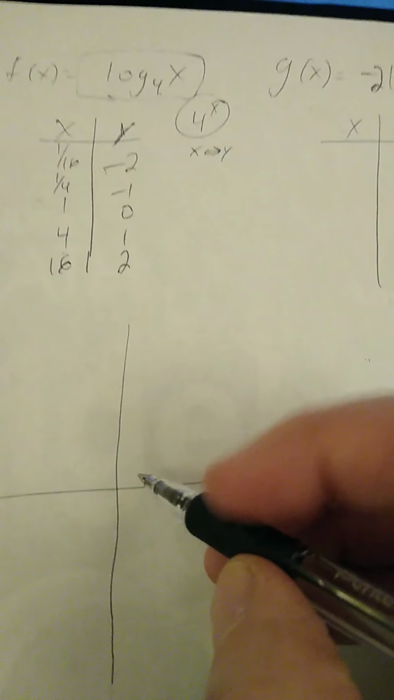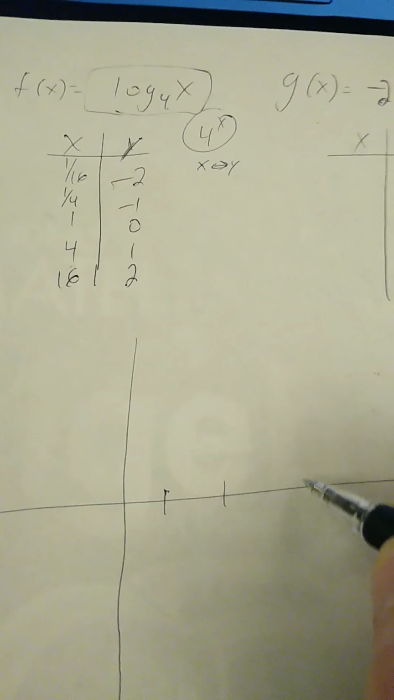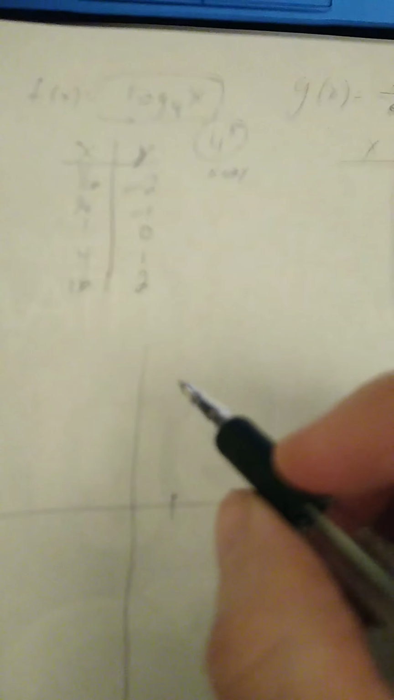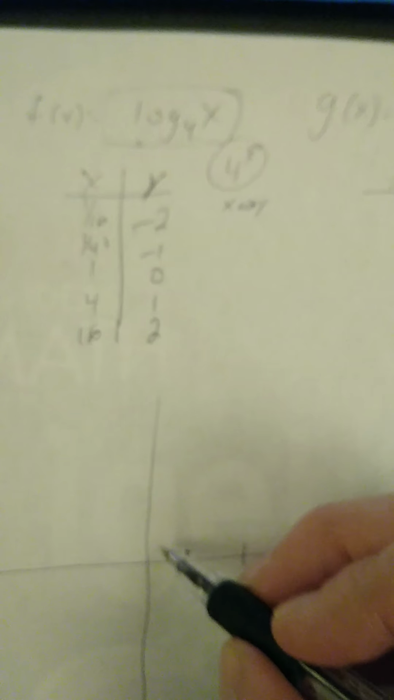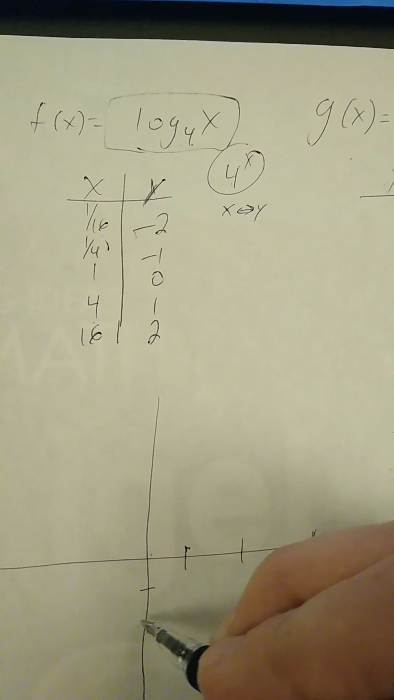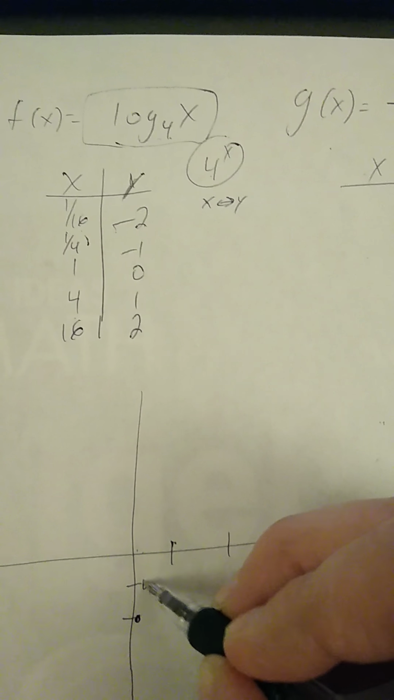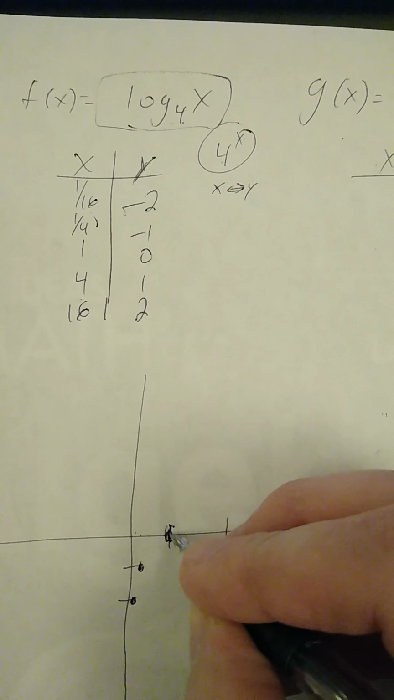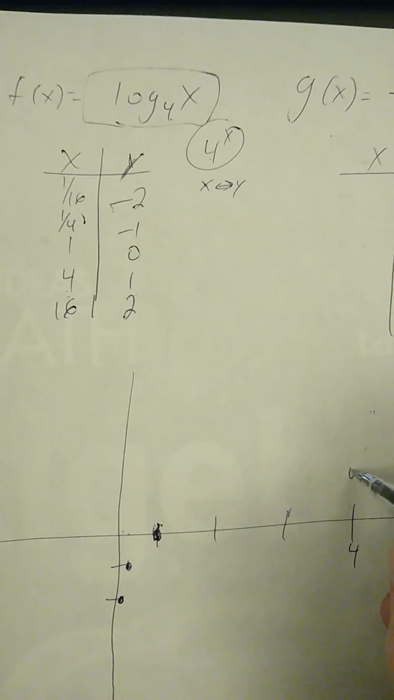Now when I graph that, 1/16, it's very small. We're going to have to go out to 4. I'm not going to go all the way out to 16 on the x. We'll just go to 4 for now. So 1/16, very small, comma -2. So 1/16, very, very small. We're going to be down at -2. 1/4, still pretty small, -1. Center point 1, comma 0. There we are. 4, comma 1.